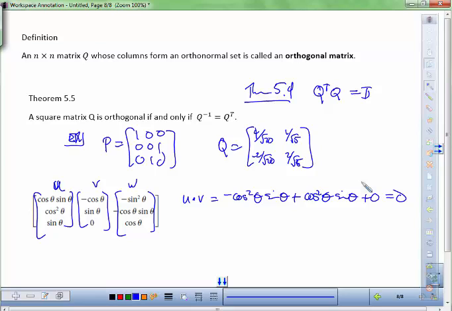And somehow you should get this to equal 0. In this case, it seemed pretty obvious. It worked out. And then you need to do U dot W and V dot W.